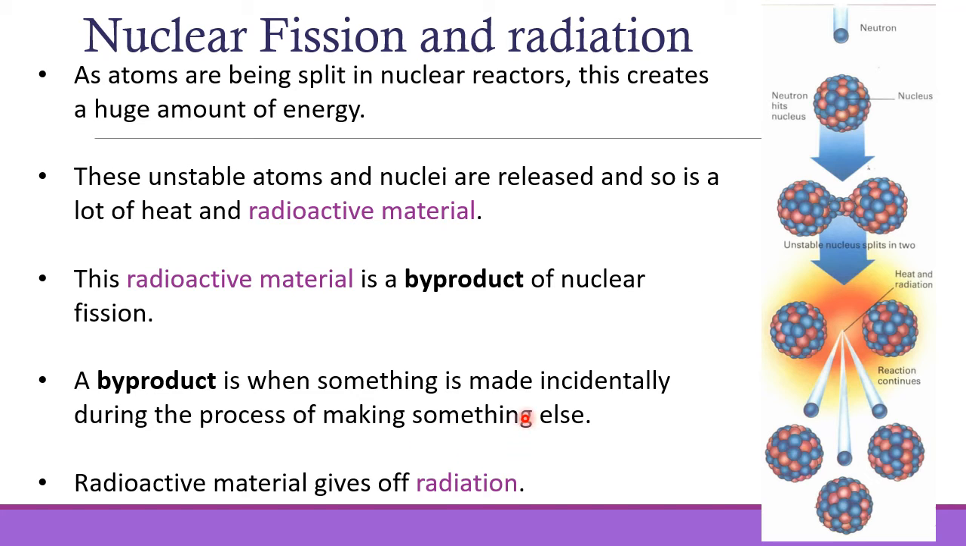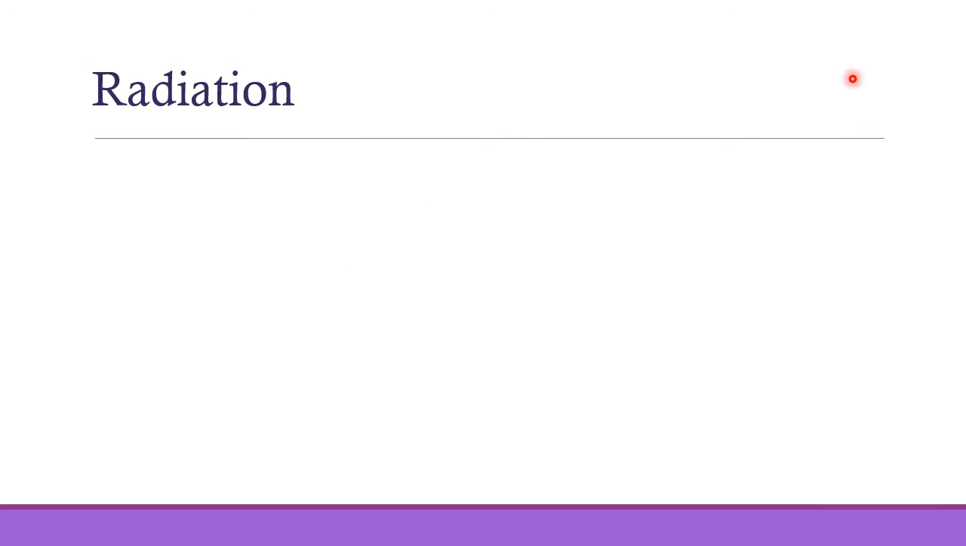Radioactive material gives off radiation. So when a radioactive material is released, it gives off something called radiation. We're going to find out what radiation is. So we're going to look at how radiation is emitted during nuclear fission. So remember, nuclear fission was the splitting of the atom.